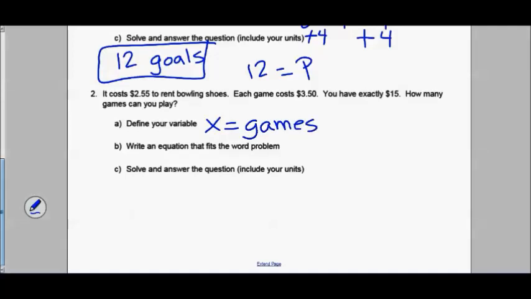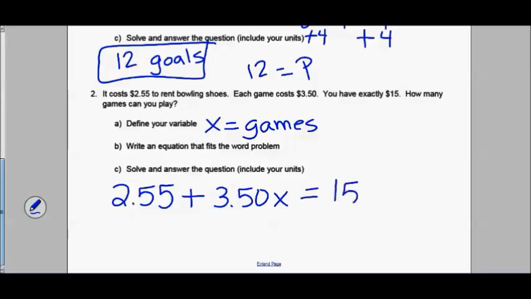To solve for x, or the number of games that we can play, we need to figure out how much it's going to cost us. Well, we know that it costs $2.55 to rent bowling shoes, so we're going to start with that in our equation. And that's a one-time fee, so it's just $2.55, just one time the whole night. So then we know that each game costs $3.50. So on top of $2.55, we're going to have to add $3.50 times x, because each game is going to cost that amount. So we have to pay it however many times we play a game. And we're going to set that equal to $15 because you can't spend more than $15. That's how much you have.